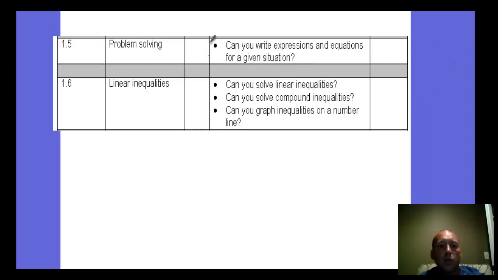And that's what we've gone over: 1.5, we just finished that. Tomorrow, 1.6, we'll look at linear inequalities. So now we'll bring in the less than, greater than symbols within inequalities and how we solve them. So we'll see you tomorrow.